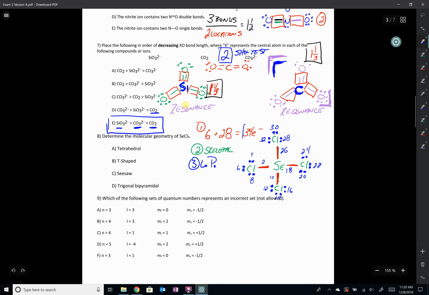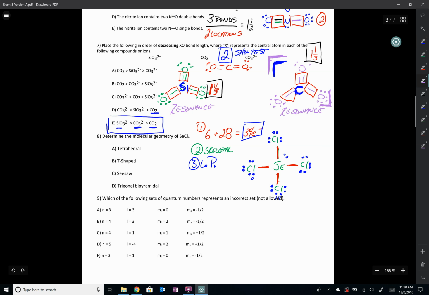But we need 34. So where is that 34th electron going to go? Or that pair of electrons to make 34 going to go? Well, it's going to go around our central atom. So we're going to put another lone pair here. Okay, so now we've used all 34.